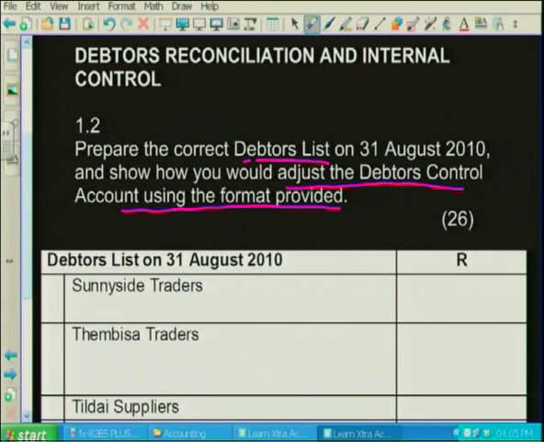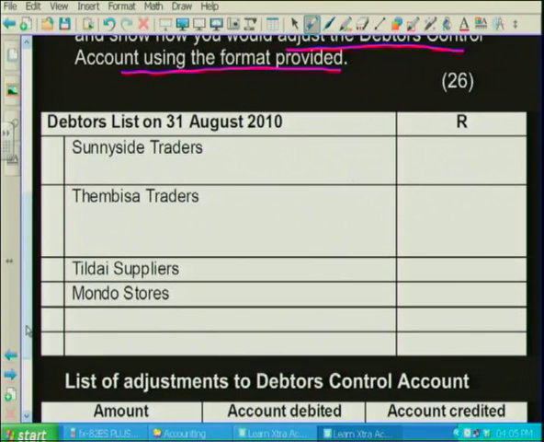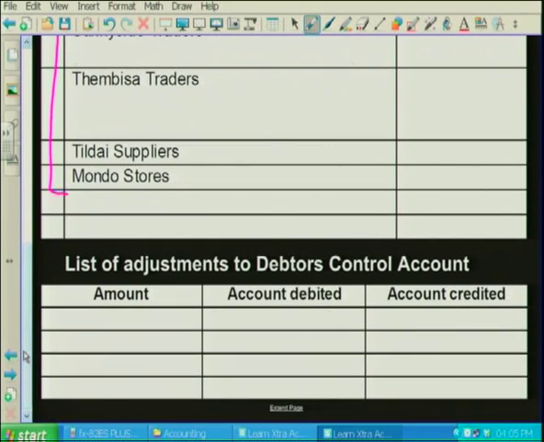So we are given on our answer sheet our debtors list and the names of our 4 debtors, and then we've got a list of adjustments to the debtors control account. Now guys, immediately when you see debtors control account, draw your T, draw your debtors control account, remind yourself that debtors control is an asset. On the debit side, an asset increases. On the credit side, an asset decreases. Right, we're ready to begin.